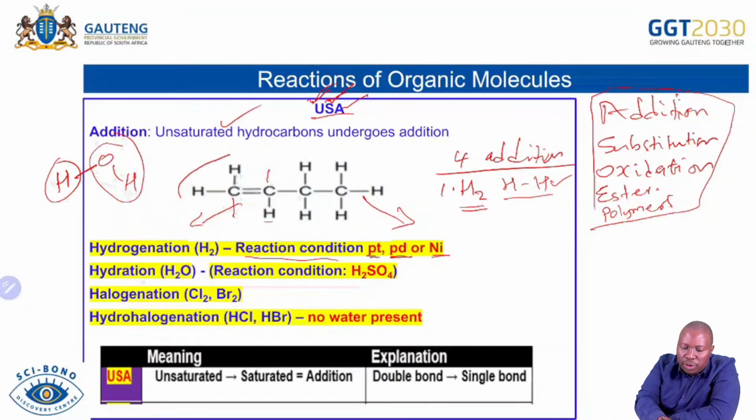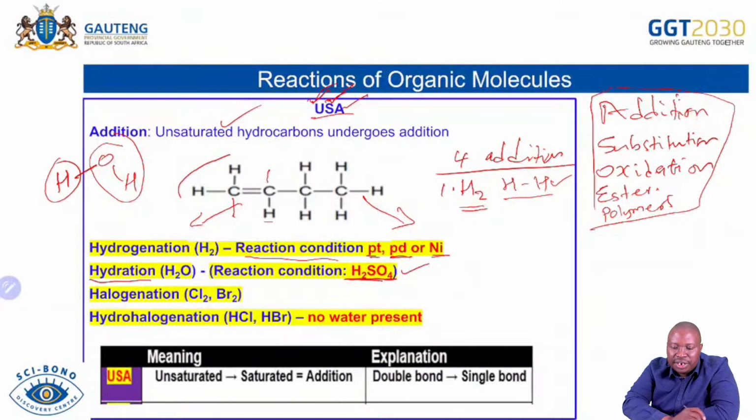And the reaction, we refer to it as hydration because we are adding water. And remember, where there is water, sulfuric acid wants to follow. So sulfuric acid is a nice dehydrating agent. So our reaction condition or our catalyst is sulfuric acid. There must be sulfuric acid present when you are doing addition of water.